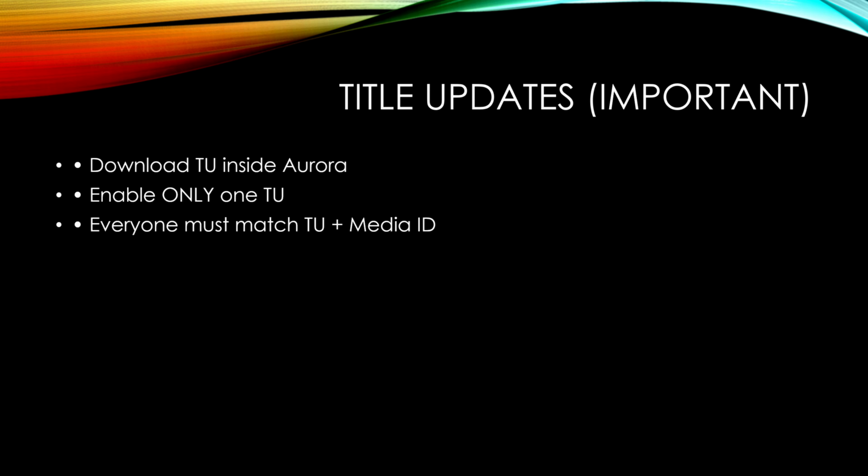Title updates are the number one reason people can't see games when using LiNK. Inside Aurora, download the latest title update for your game. Enable only one title update. Make sure everyone else you're playing with is using the same exact title update and media ID.